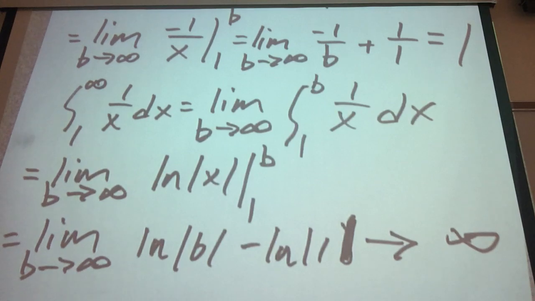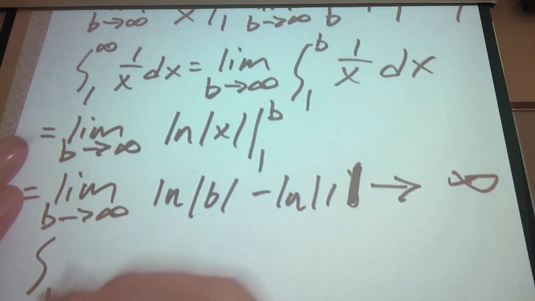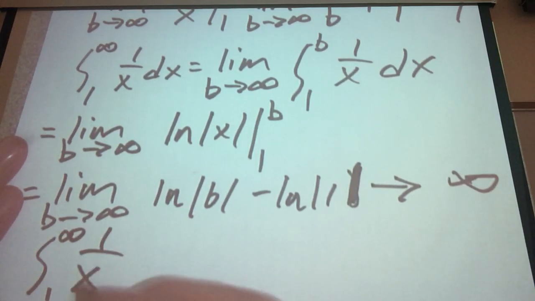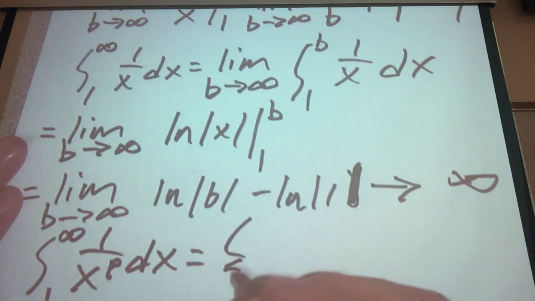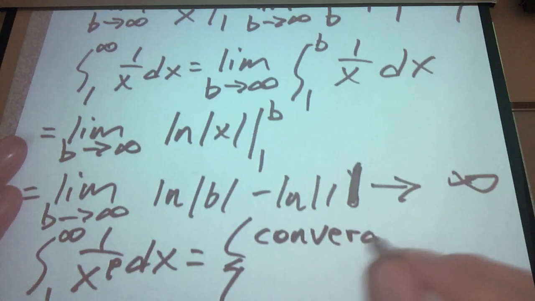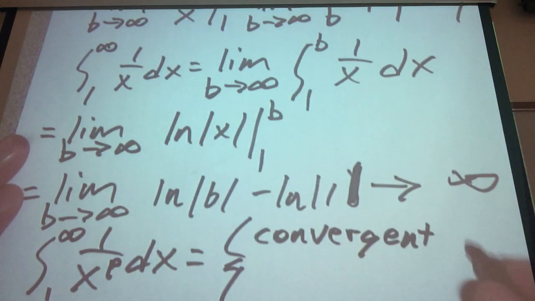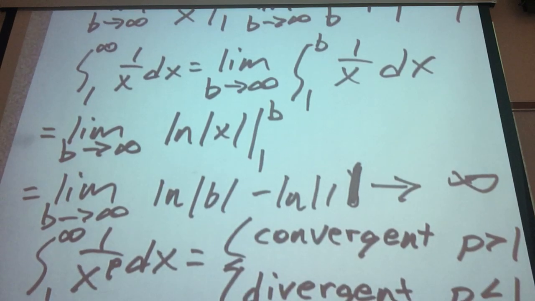Okay. So the general rule for this is that the integral from 1 to infinity of 1 divided by x to the p in integration with respect to x is going to be convergent if p is greater than 1 and divergent if p is less than or equal to 1.